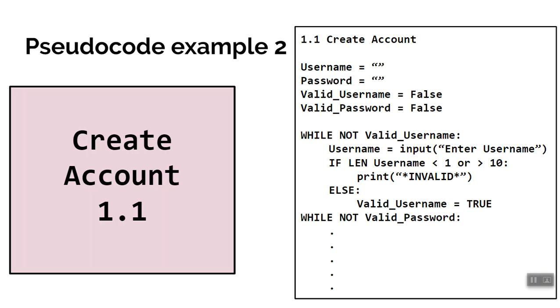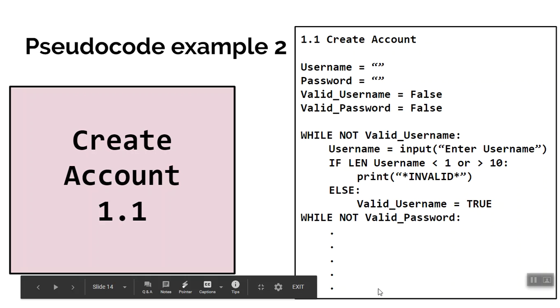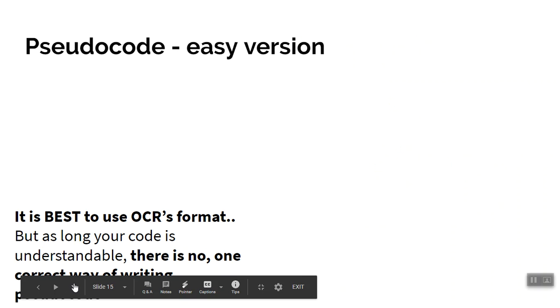And that's another example of what a piece of pseudocode might look like. Dots here mean simply that this is an example and it's unfinished, and this will carry on in here. So that's a second example of what pseudocode might look like. So is there an easier version?